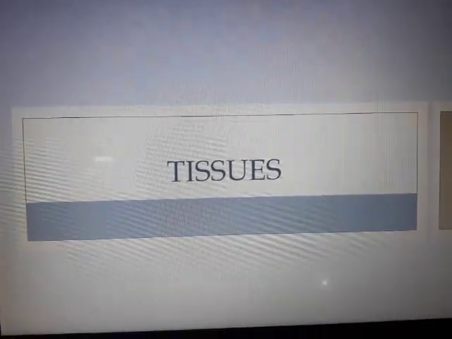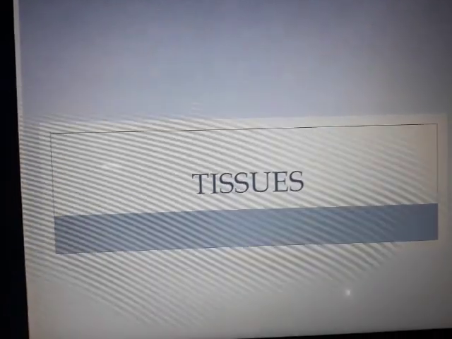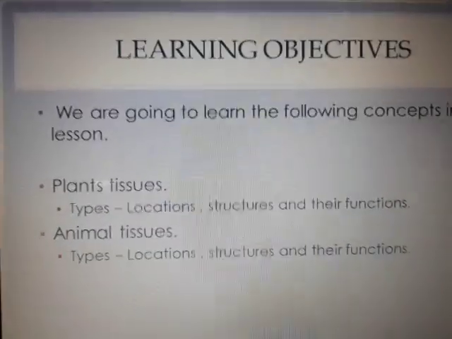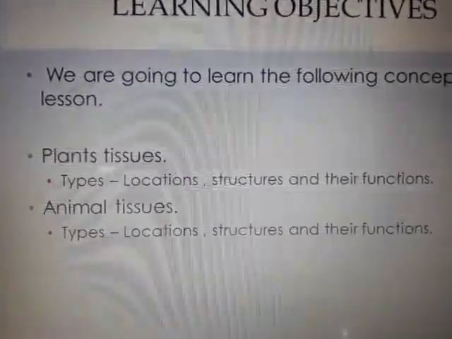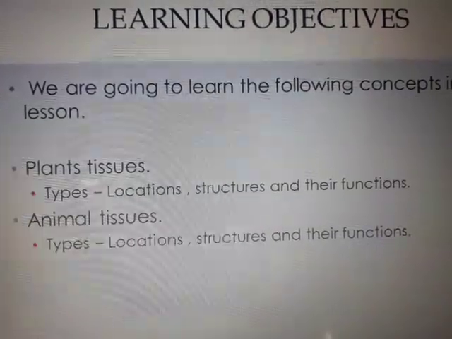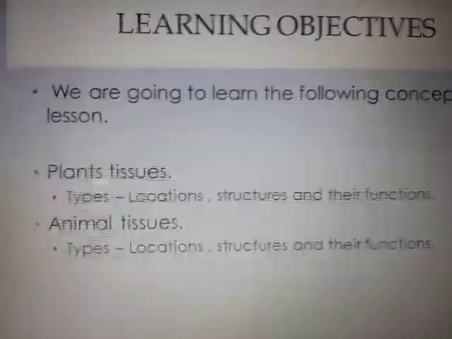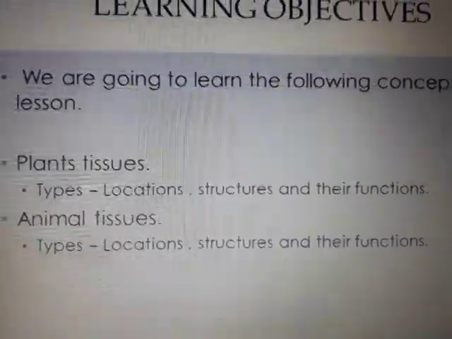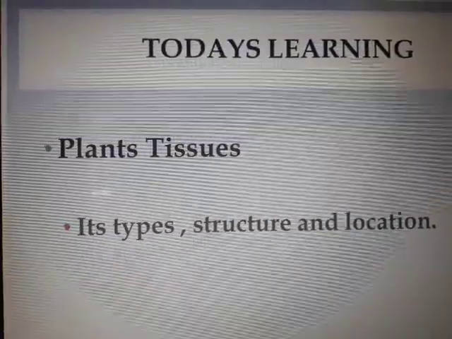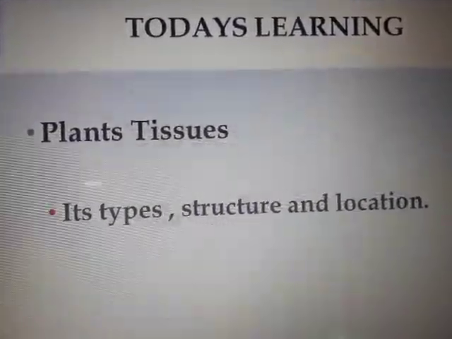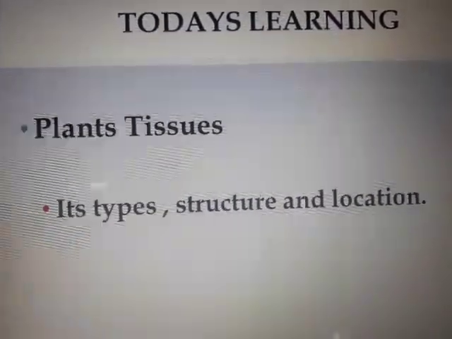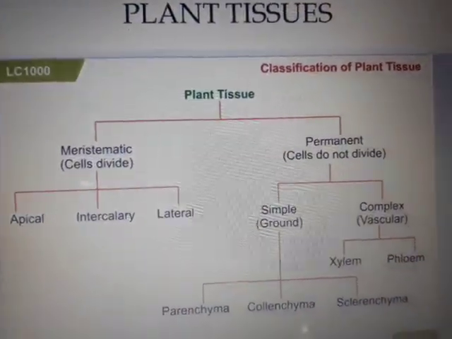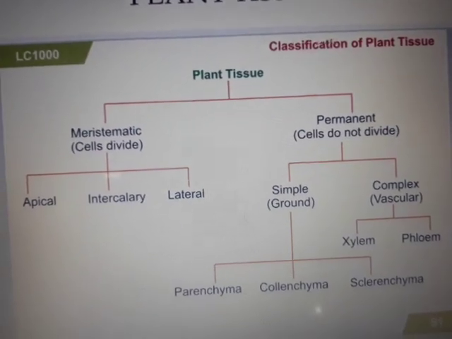So children, let us begin with the PPT which is based on the lesson tissues. The learning objectives are the concepts of plant tissues, the types, the locations, the structures and the functions. Also animal tissues, their types, the location, structures and the functions. For today we are going to have plant tissues, their types, the structure, the location, all the parameters. Have a look at this flow chart over here.